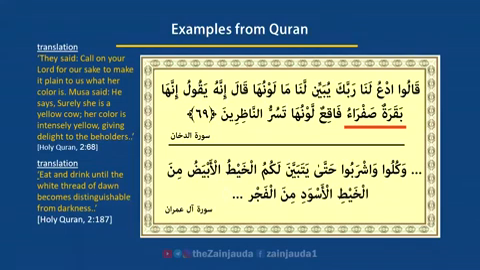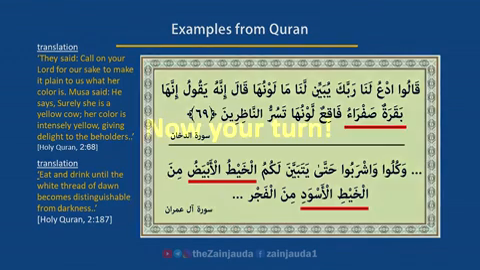Examples from Quran. In the first verse we have بقرة صفراء, a yellow cow. Both بقرة and صفراء are feminine, indefinite, and singular. In the second verse we have الخيط الأبيض, literally translated into the white thread, and الخيط الأسود, the black thread. The noun الخيط and both colors الأبيض and الأسود are masculine, definite, and singular.